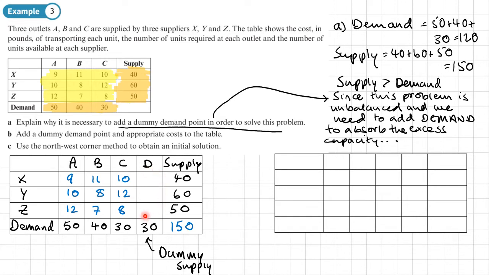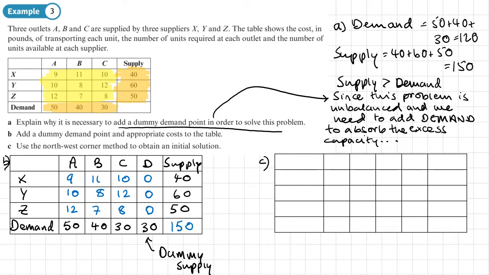Now this dummy is just to absorb this extra supply that we have, but it's not really anything. It's not like a company, it's not an organization, it's just there so that we can carry out our algorithm. So there are no costs involved. They're not really buying anything, they're not selling anything, it's just there so that this becomes a balanced table matrix so that we can carry out the algorithm.